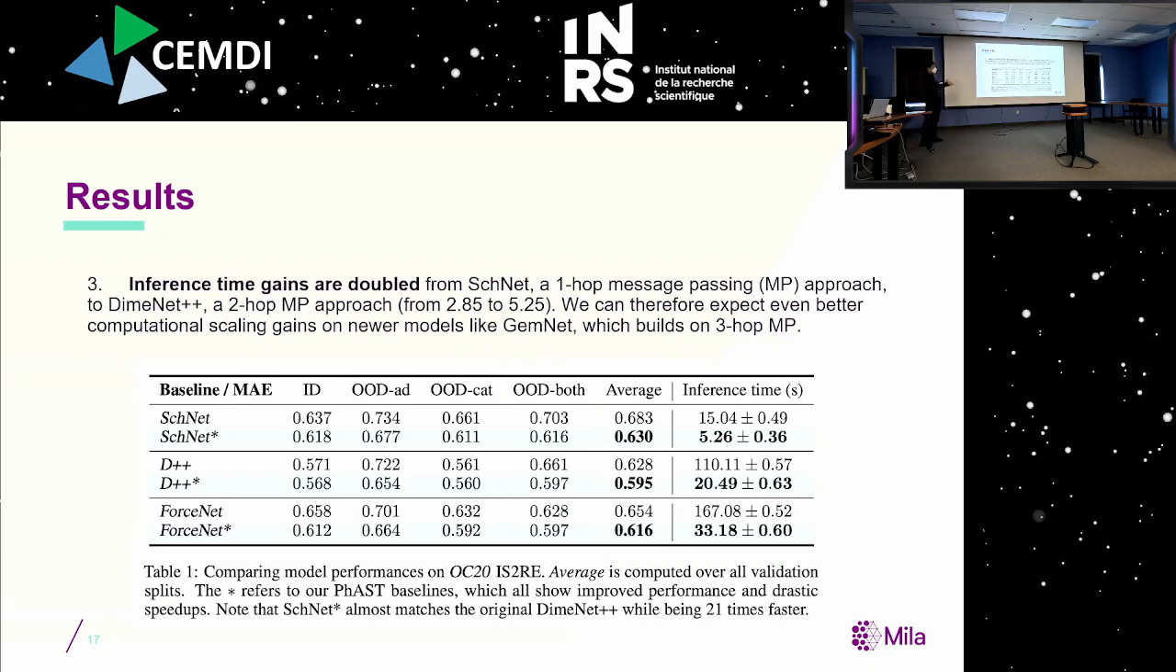And there's a particularly high amount of speed up if you look at DimeNet++ and ForceNet, because these have a larger number of hops. SchNet is a one-hop message passing approach where you consider only smaller numbers of nodes at a time. But if you have a two-hop message passing approach, then you're considering the twofold neighborhood of a node. I don't really go into this, but this is to account for angles and stuff. So you can expect even better computational scaling on more complicated models. The more complicated the model, the better the improvement.